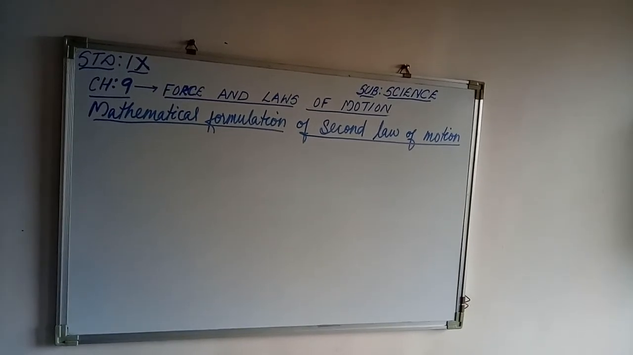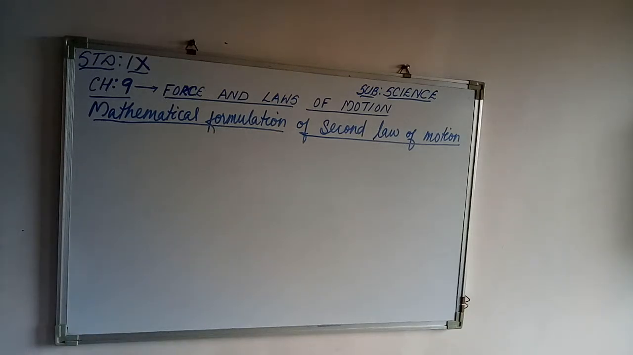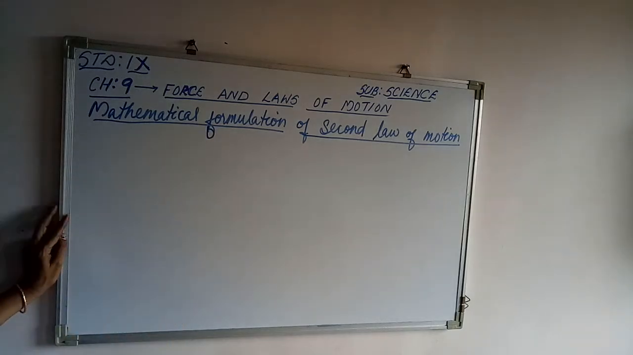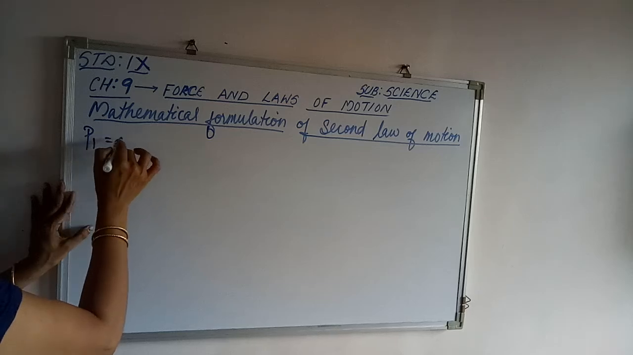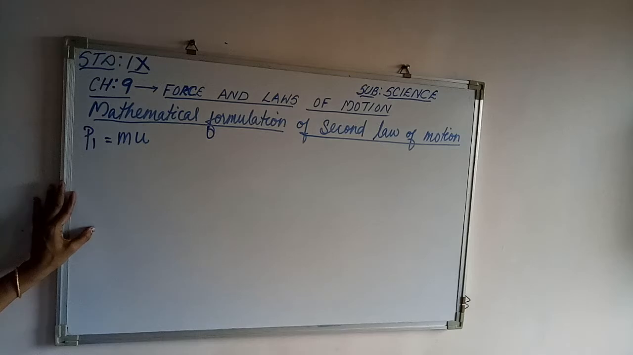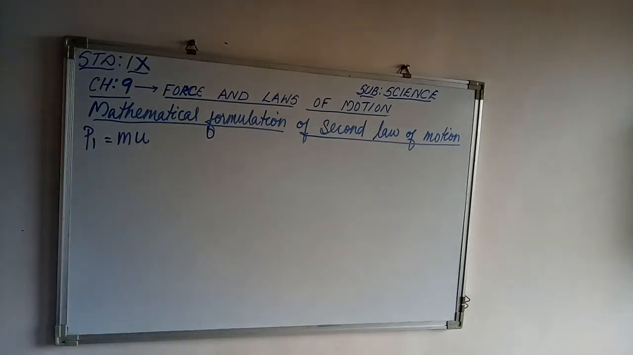Let P1 and P2 be the initial and final momentum of the object. That is, let P1 be the momentum when the object moves with the velocity u, and P2 be the momentum when the object moves with the velocity v. So first, we can write the initial momentum. Initial momentum P1 is equal to mass into initial velocity, m into u.